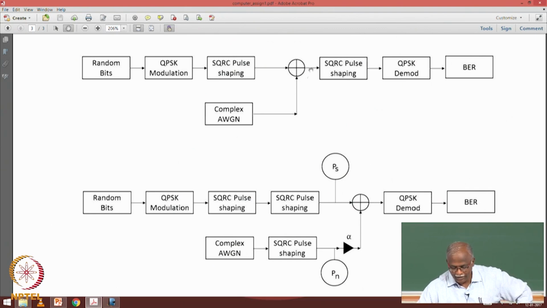Take out this channel and then add a fading channel. That's what we want to do, but we need to have this baseline. That's what we will do.